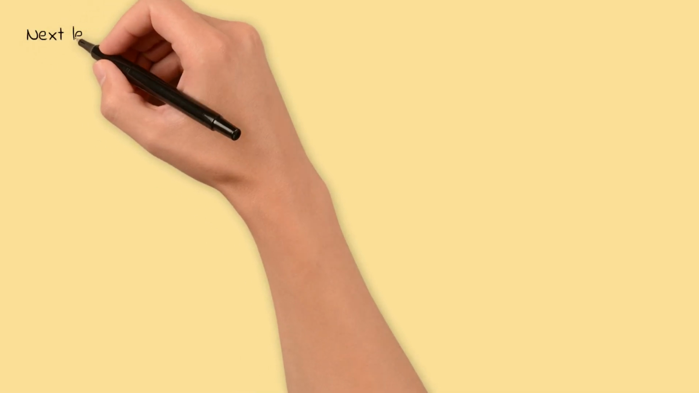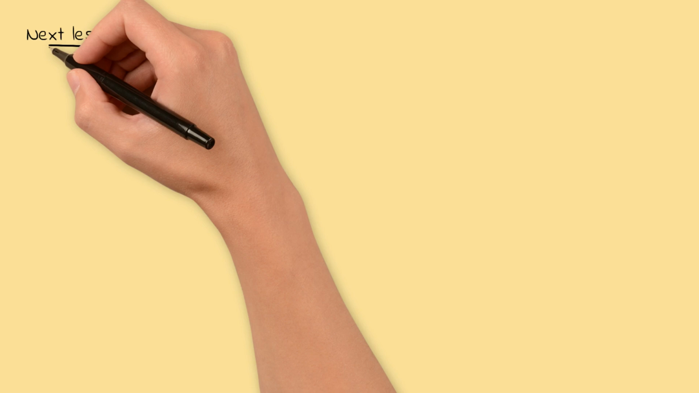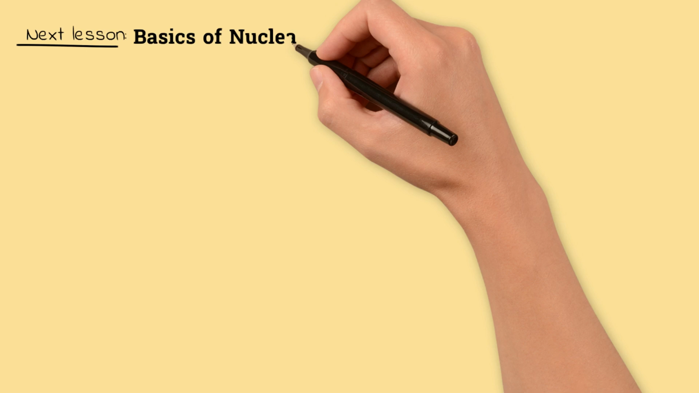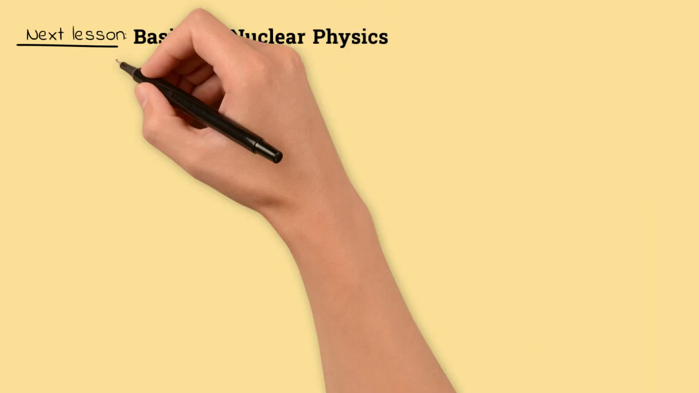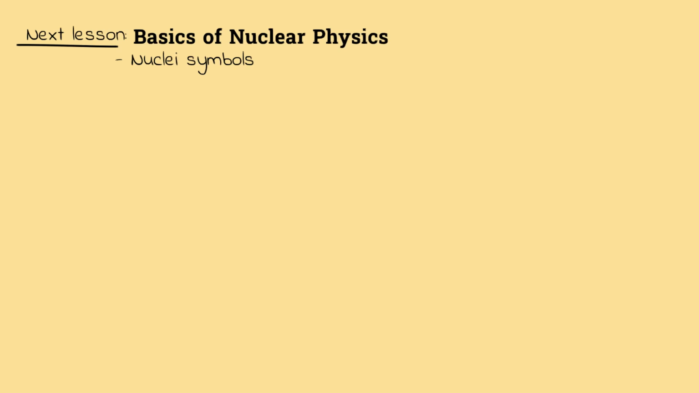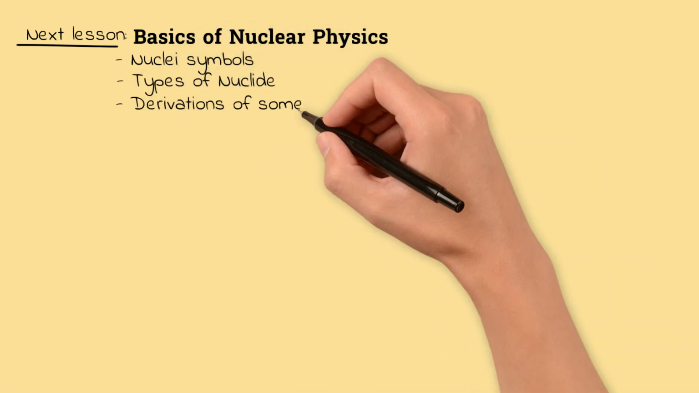Good. We've come to the end of our first lesson, Introduction. Our next lesson, we'll be talking about the basics of nuclear physics, and our discussions will be centered around nuclei symbols, types of nuclei, and derivations of some units used in nuclear physics.